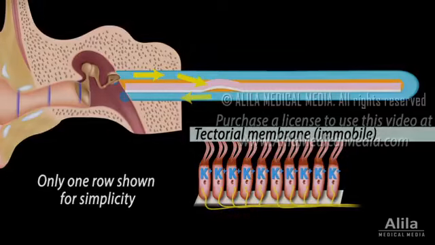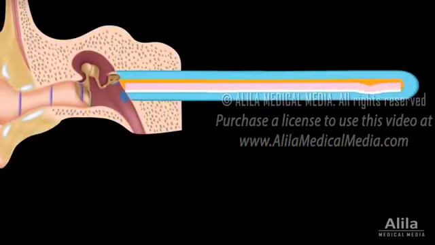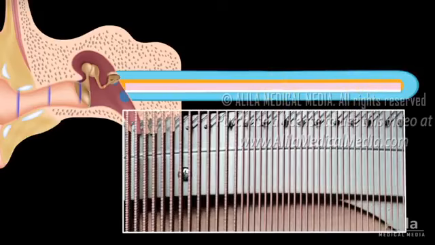Our ability to differentiate sounds of different loudness and pitch depends on the ability of the cochlea to respond differently to different amplitudes and sound frequencies. Louder sounds cause more hair cells to move and generate greater nerve signals to the brain. Different frequencies stimulate different parts of the basilar membrane, which acts like a set of piano strings.